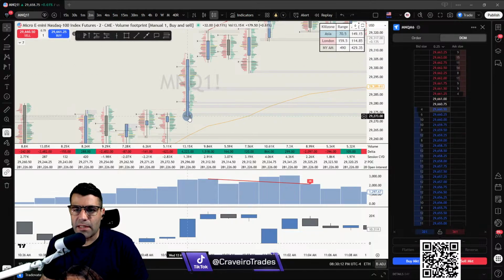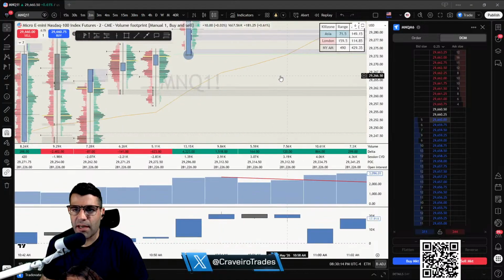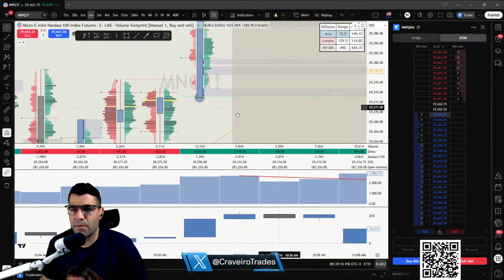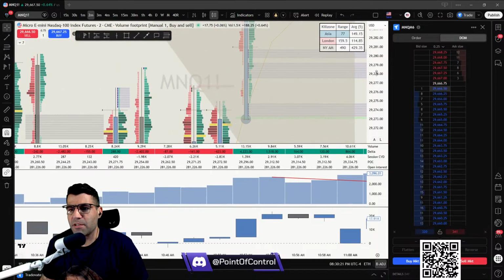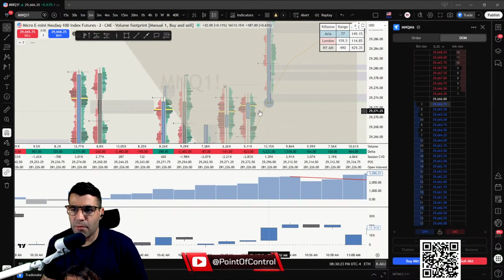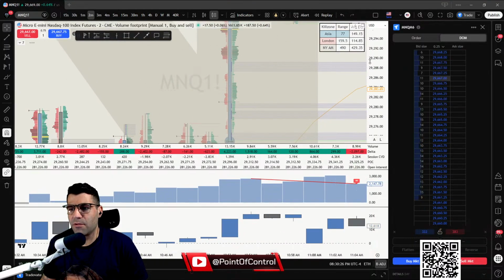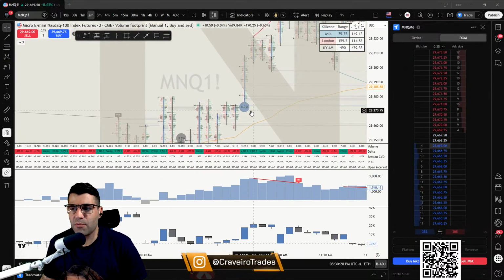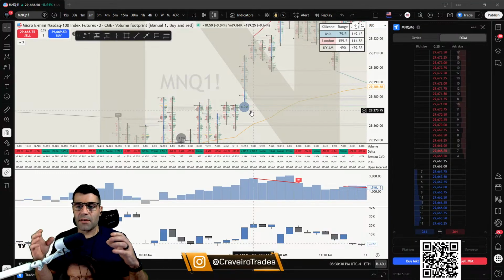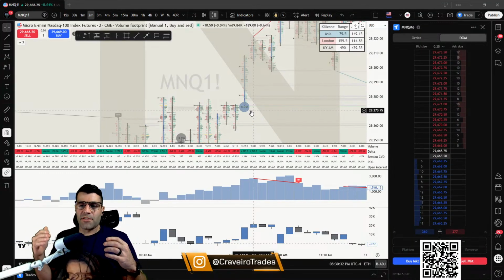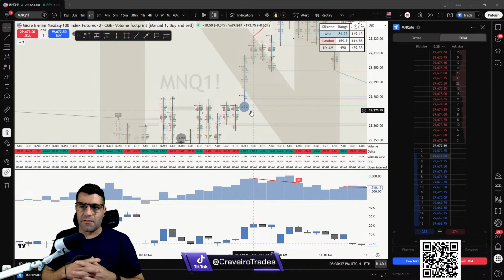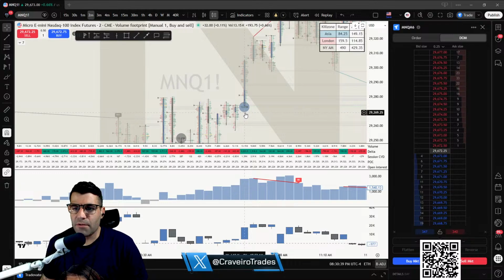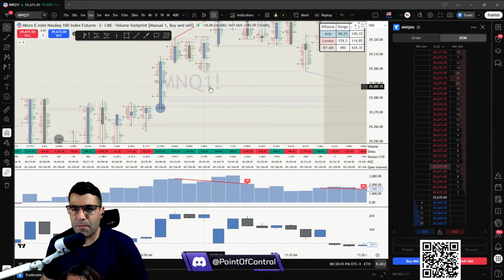I had noticed that we did have what's called a devil's mark, a wickless candle. That term was coined by ICT. And the green highlighted area represents an unfinished auction. Price ripped from that level so fast that the auction wasn't able to get finished. The full amount of participation from longs or short sellers didn't get their positions filled. So price just took off. We had a large imbalance, a lot of volume and participation. Ripped up. We took a long.